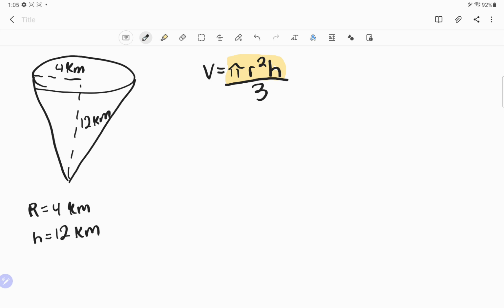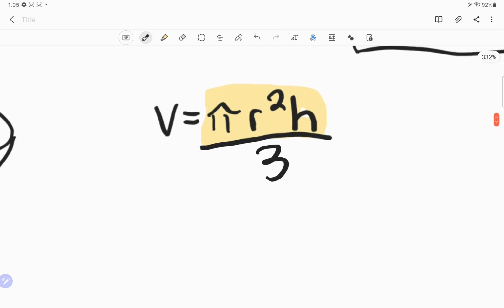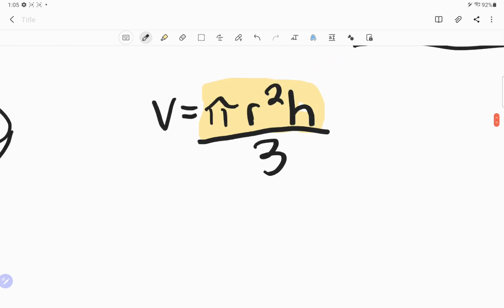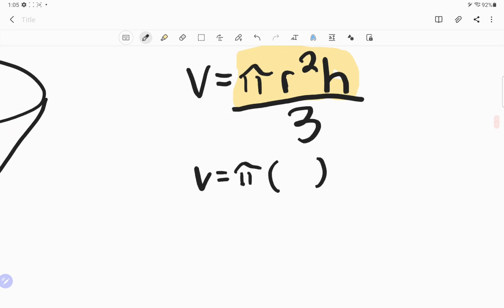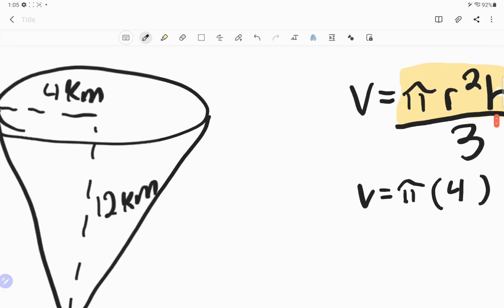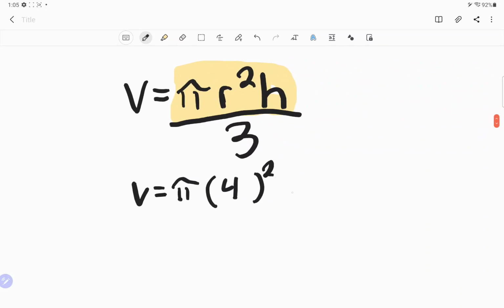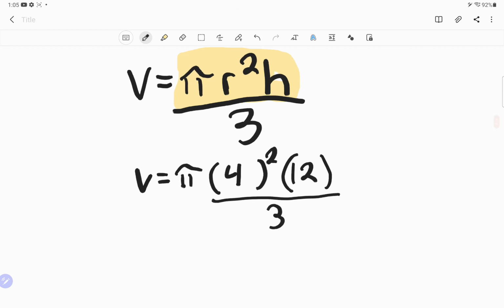Let's go back to the problem. We already know everything that we need to know. So all I'm going to do is plug in my values. I'm going to show everything because I don't want you guys to get confused. I have R, which we said was going to be 4, and my height is going to be 12. I'm going to show you guys that I am dividing by 3, but I'm going to do that at the end.